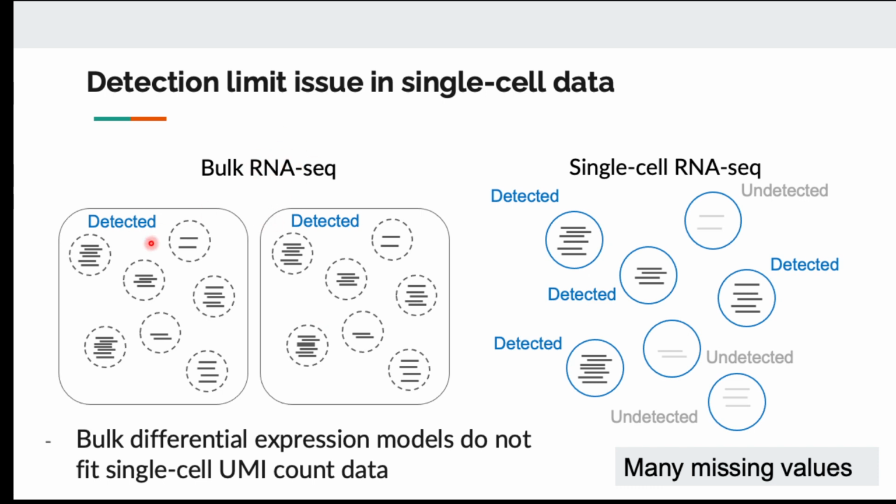In bulk sequencing, we combine multiple cells. So even if we are analyzing genes that are highly expressed or lowly expressed, we are always going to detect them because we are combining RNA material from thousands of cells together. You're going to detect almost everything. But when we do single cell RNA sequencing, in cells that have high expression, we might see the gene. But in cells that have low expression of that gene, we might not see anything. So we're going to have many missing values in the data.